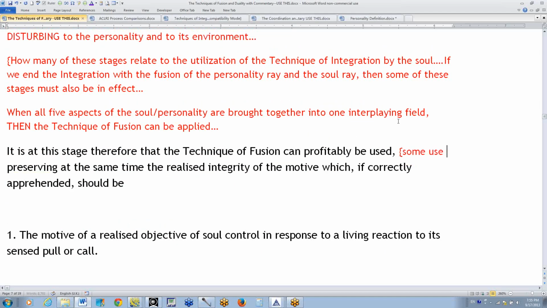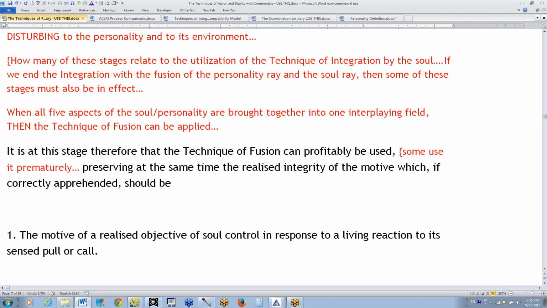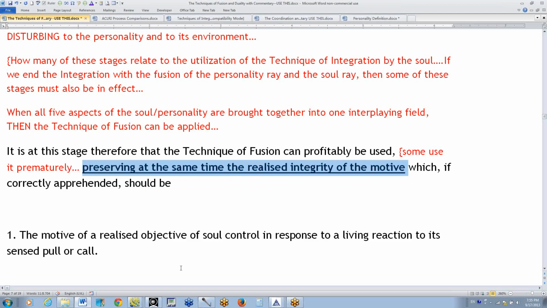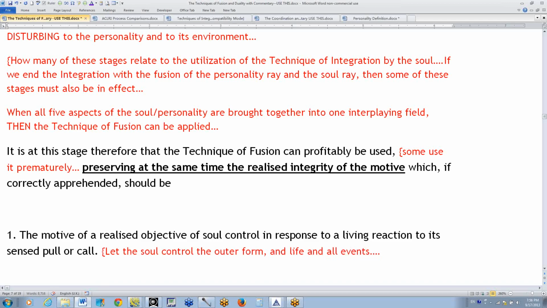I suppose some use it prematurely, preserving at the same time the realized integrity of the motive, which, if correctly apprehended, should be. So we need to preserve realized integrity of motive during the fusion process, the motive of a realized objective of soul control in response to living reaction to its sensed call or pull. So let the soul control the outer form and life in all events, and bring to light the love which underlies the happenings of the time.